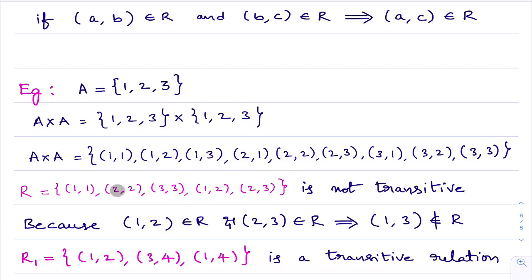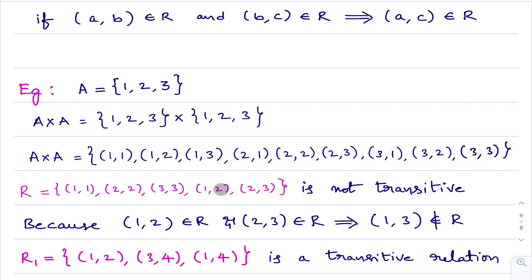Now you take this 3, 3. Now you check any other ordered pair which begins with 3. You consider this ordered pair, it ends with 3. You check any other ordered pair which starts with 3. Is there any? No. So no need to check for this ordered pair. A comma B, B comma C, we are not able to find. No problem.